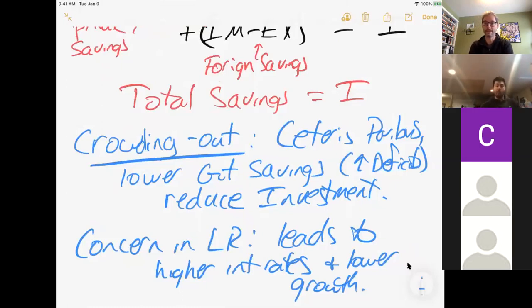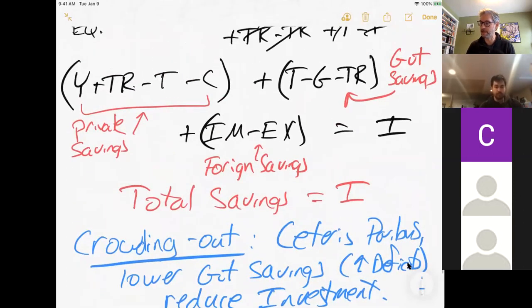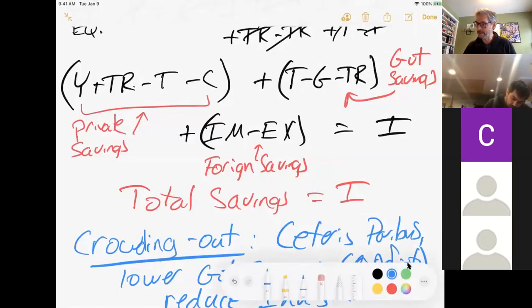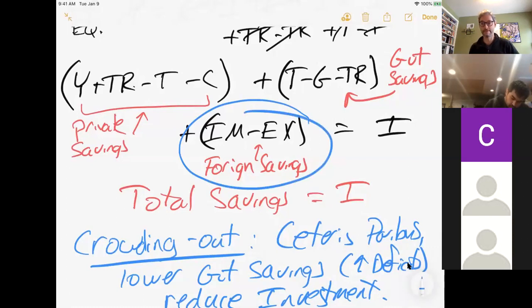But the US is special. As we're going to talk about, the U.S. is absolutely special. And so we do not have to worry about crowding out nearly as much. If we go up to this equation, why is that? Well, remember, crowding out says ceteris paribus, right? All else being equal, lower government savings means lower investment. But the fact of the matter is, for the U.S., all else is not equal. And what's not equal for us is foreign savings.